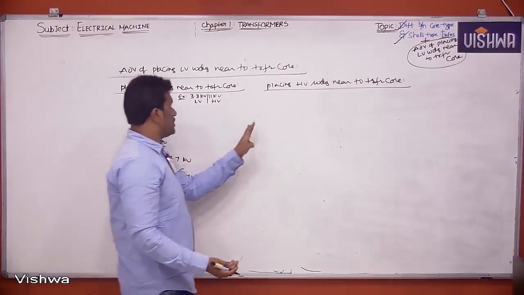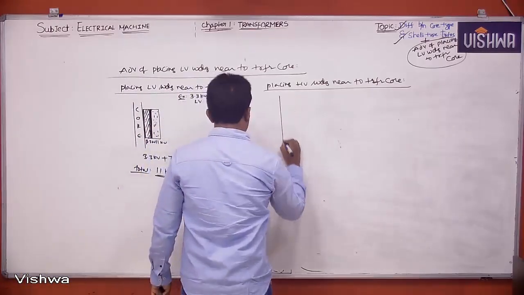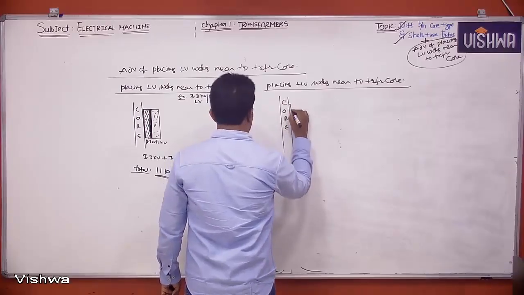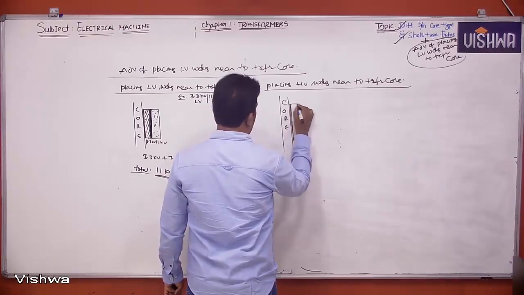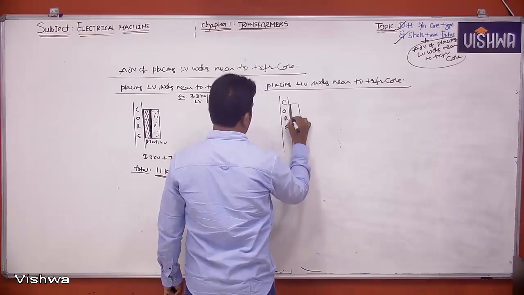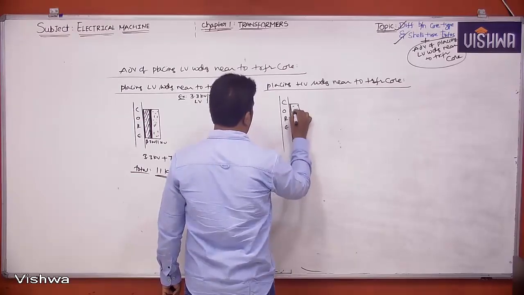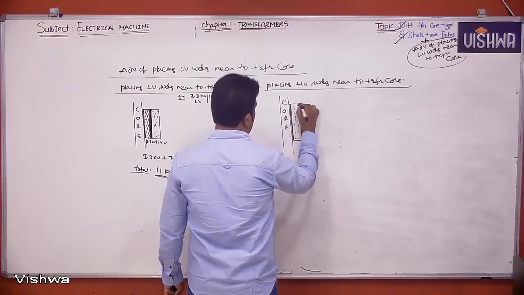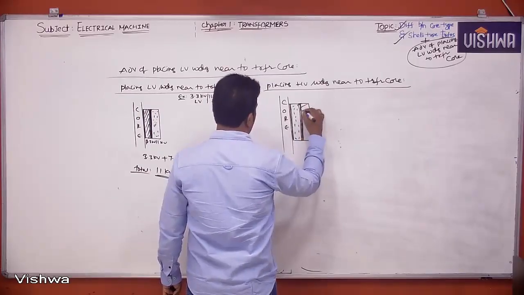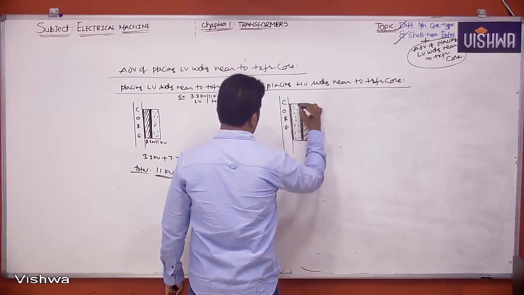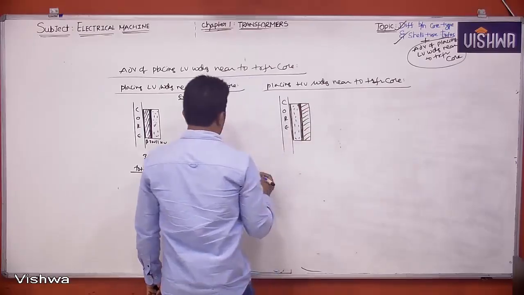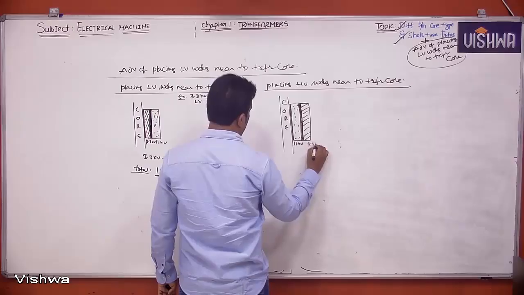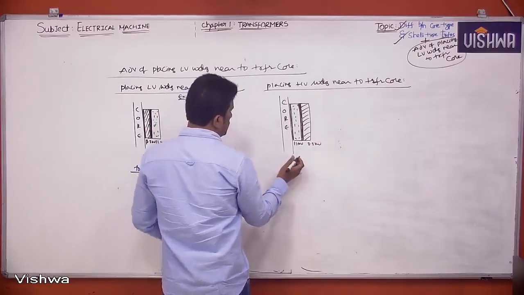But suppose you place the high voltage winding near the transformer core, like this is the core, and I place the high voltage winding here like this, and this is insulation, and this is the low voltage winding. So here 11 kV and here 3.3 kV. Now tell me, how much insulation is required here?